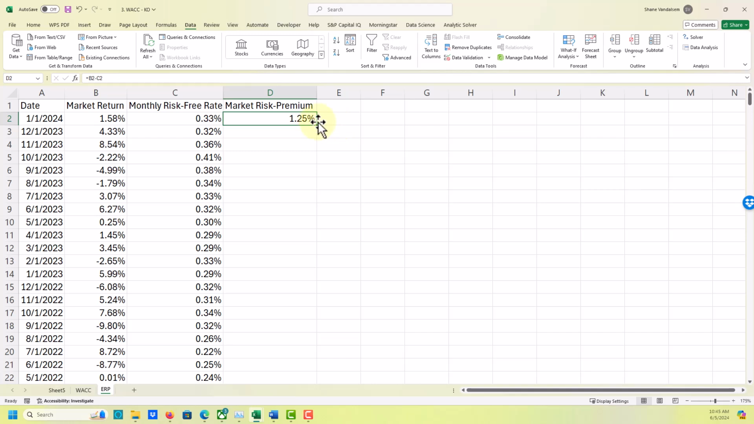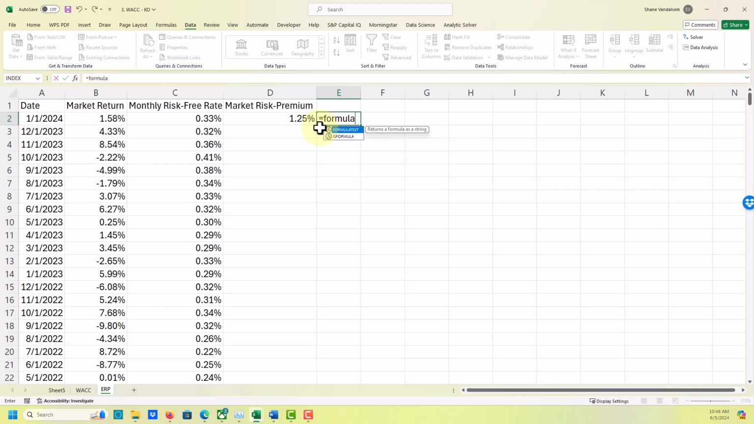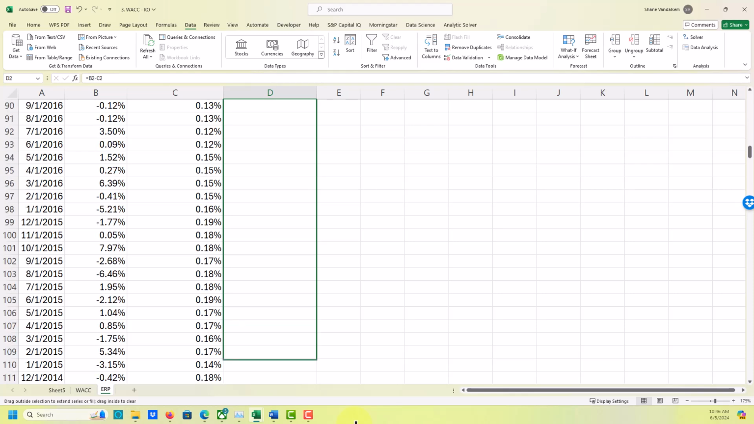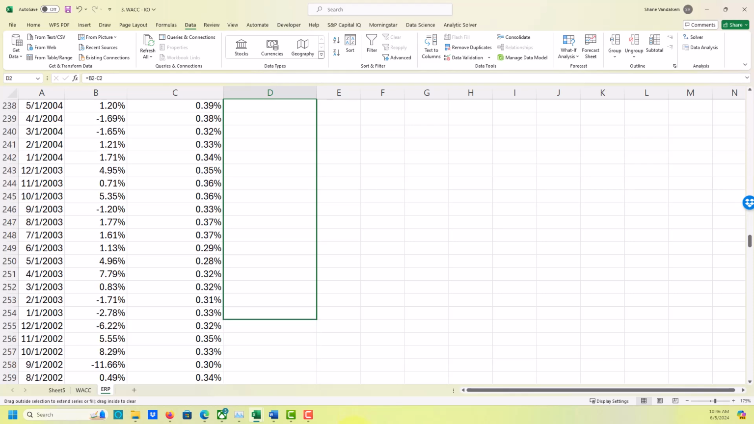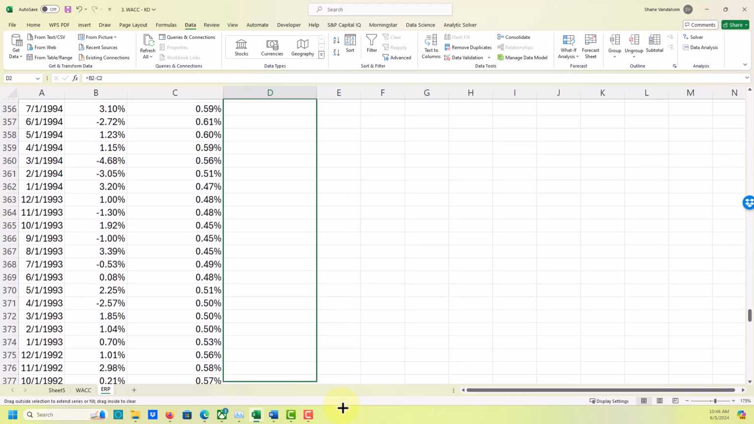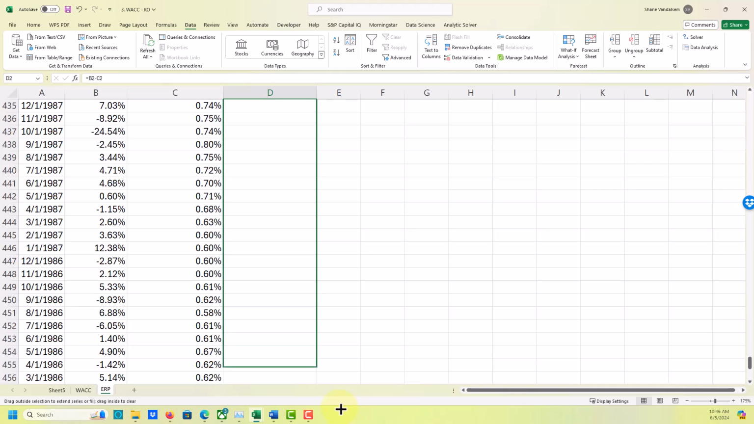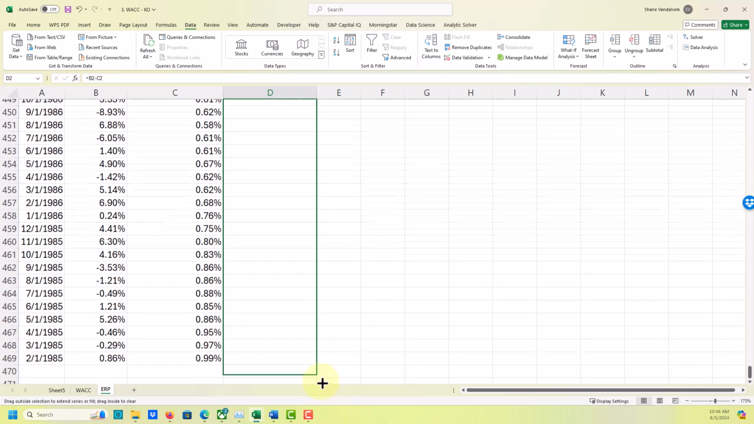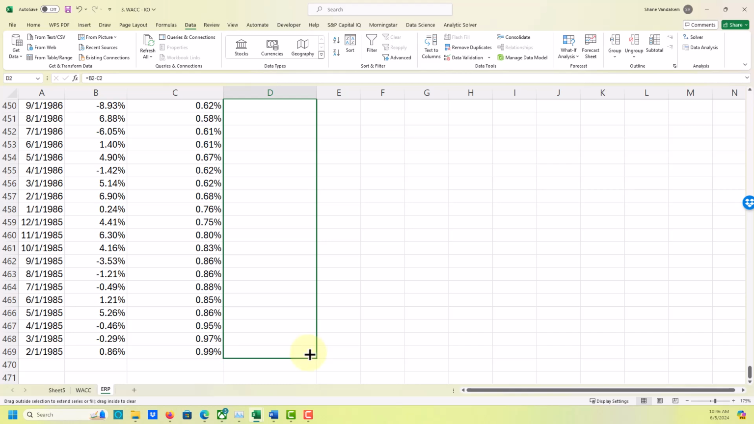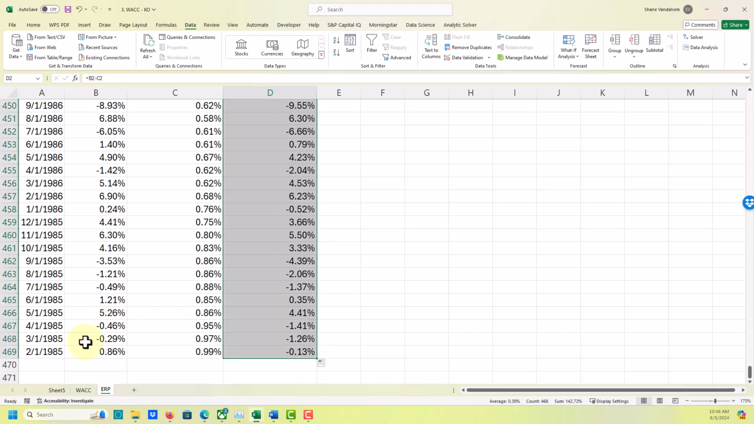And then I'm just going to, so I put out here, just subtracting one from the other. Now I'm going to pull this down. And I got this information from Yahoo Finance. It only allows me to pull down data through the beginning of 1985.